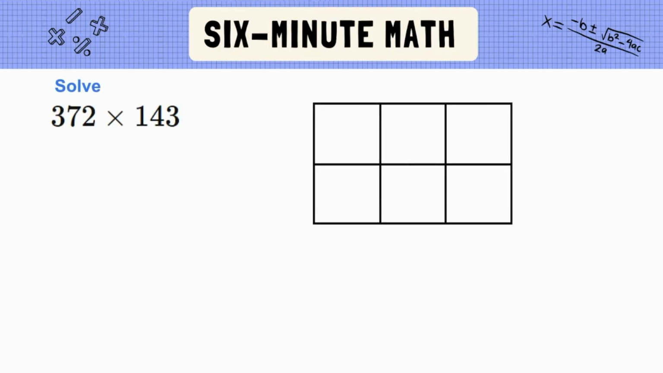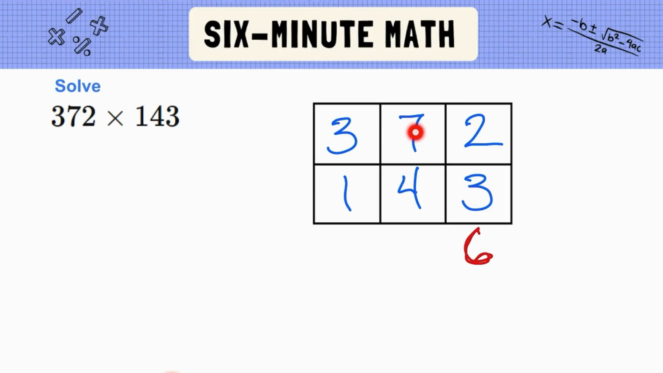Let's multiply a 3-digit by a 3-digit this time. So we have 372 times 143. 3 times 2 is 6. I have nothing to carry, so I just move on to my next multiplication. 3 times 7 is 21. We're going to drop that 1 and carry a 2.